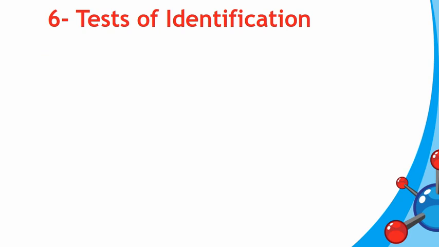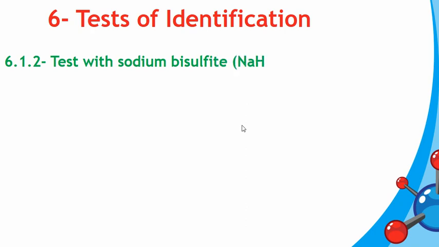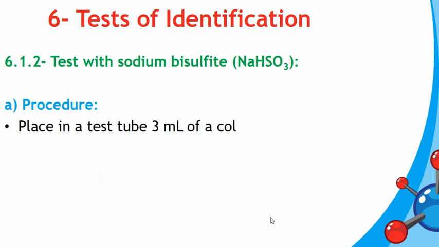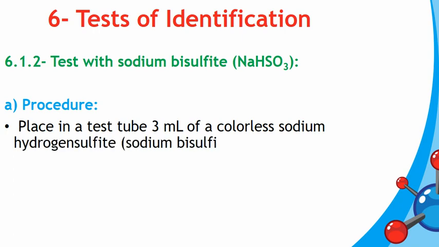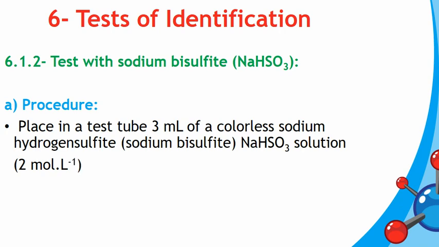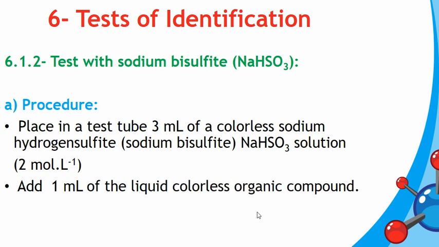Now, the other test is with sodium bisulfite, NaHSO3. Procedure: place in a test tube 3 ml of a colorless sodium hydrogen sulfite or sodium bisulfite NaHSO3 solution of concentration 2 mole per liter. Add 1 milliliter of the liquid colorless organic compound. Shake and observe.